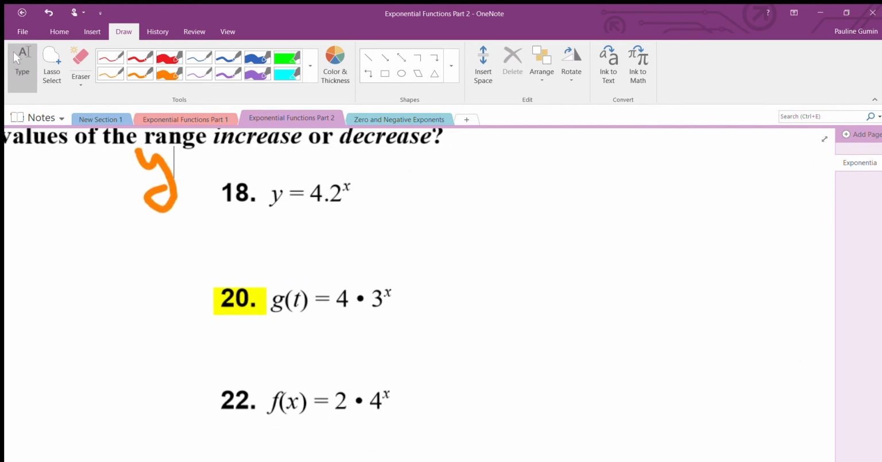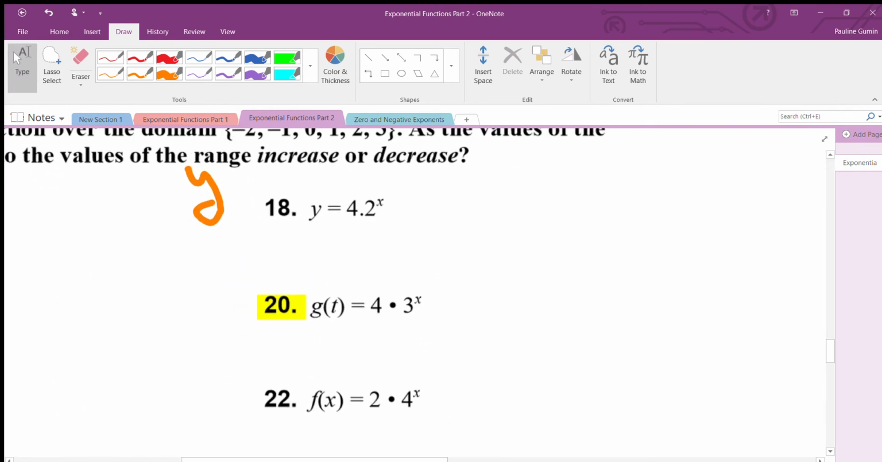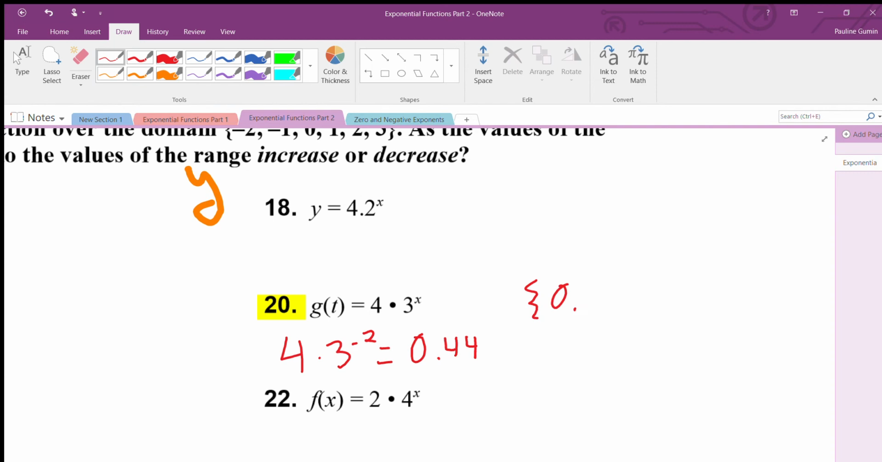Okay, I'm going to zoom in. We're going from -2 to 3. Let's begin. 4 times 3 to the -2nd. Remember, when you're doing this in your calculator, the first thing you should do, because I don't want you to mess it up with all the parentheses, is raise 3 to the power of -2 and then multiply it by 4. So we have 0.44.